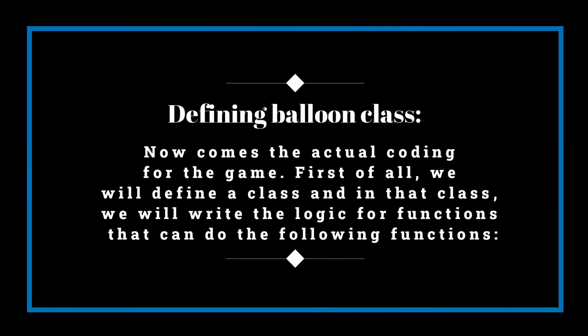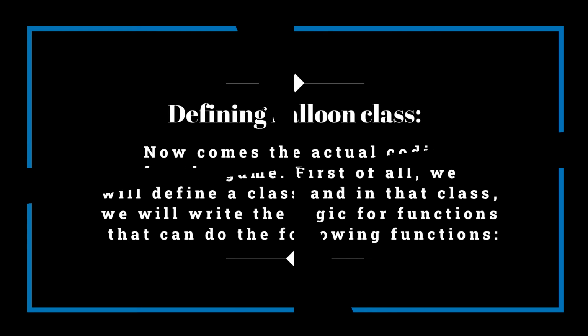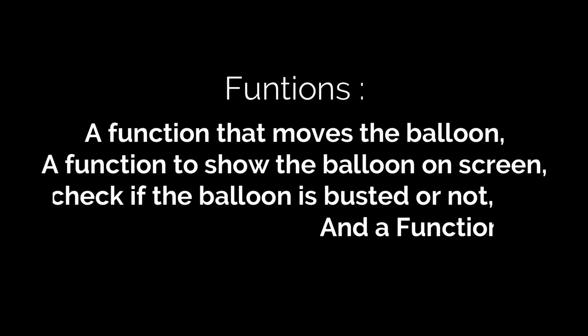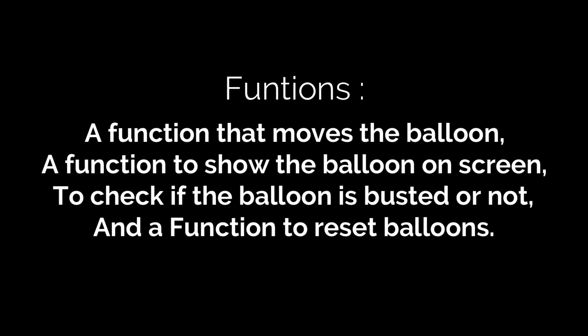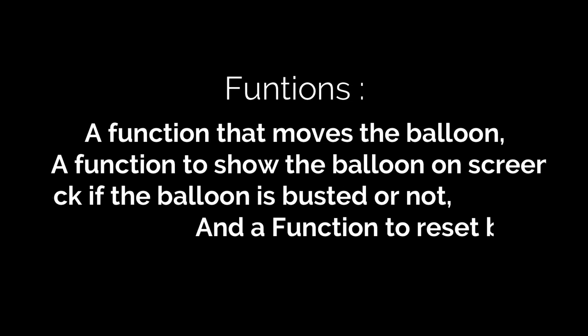Step 5 is defining the balloon class. Now comes the actual coding for the game. First of all, we will define a class, and in that class, we will write the logic for the following functions: a function that moves the balloon, a function to show the balloon on screen, a function to check if the balloon is busted or not, and a function to reset balloons.